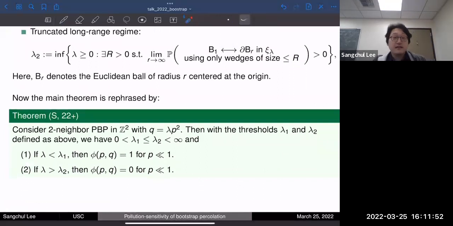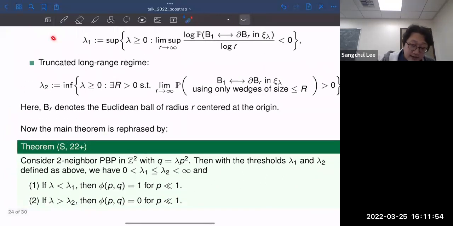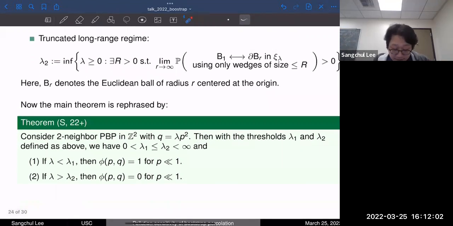Okay, now the main theorem is that these lambda 1 and lambda 2 can be used as the lambda 1 and lambda 2 in the statement of the main result. In other words, if lambda is less than this lambda 1, defined as the exponential decay regime, then the probability that there exists an infinite occupied cluster in the terminal configuration will be 1 for p sufficiently small. But if lambda is above this truncated long range regime threshold, then the probability will be 0 for p sufficiently small.